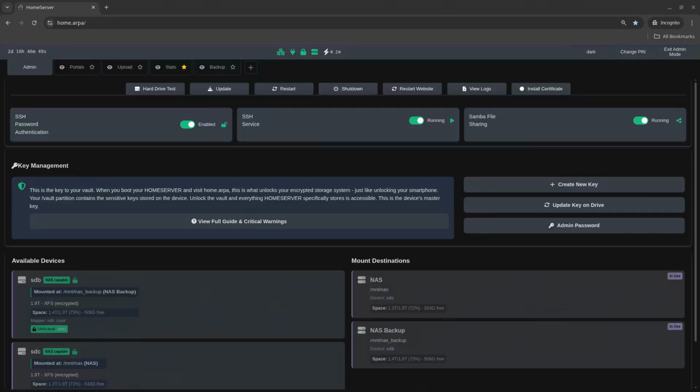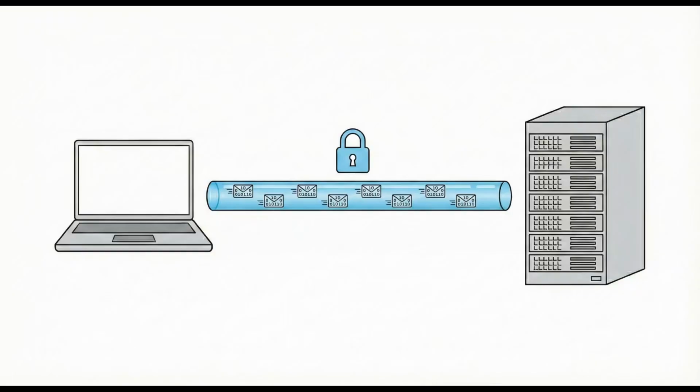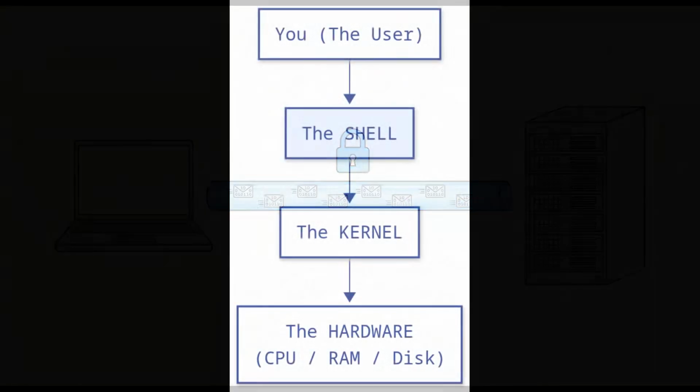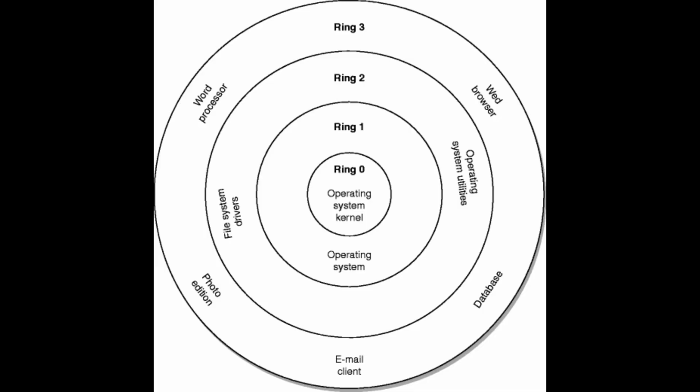In this video we are explaining the SSH password authentication slider, the SSH service slider, and the Samba file sharing slider. In order to explain what the SSH service is, let's begin with the remote shell. SSH is a tool used to establish a secure, remote shell with another computer. In order to explain what a remote shell is, we must first explain what a local shell is. In order to explain what a local shell is, we must in part explain what a computer is.